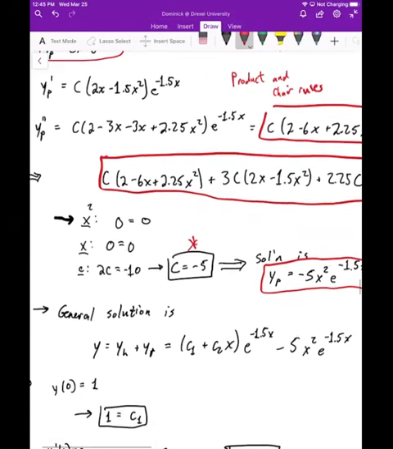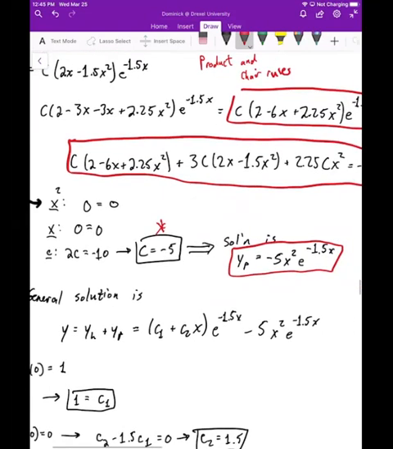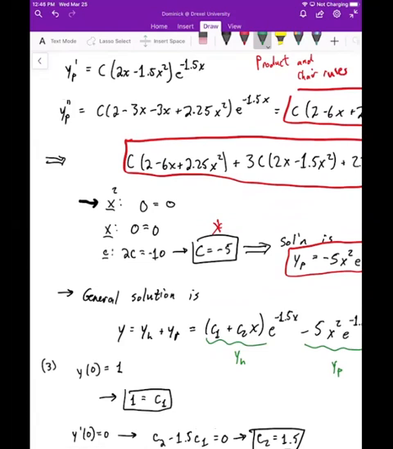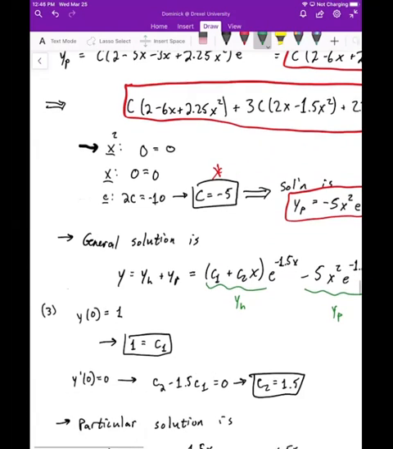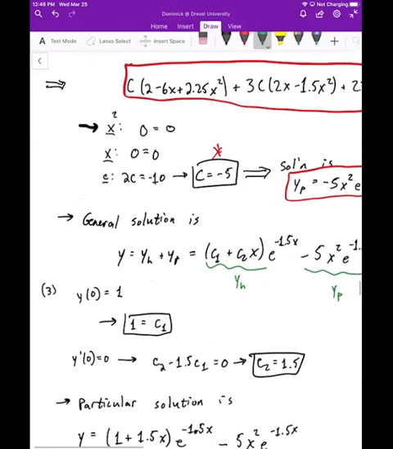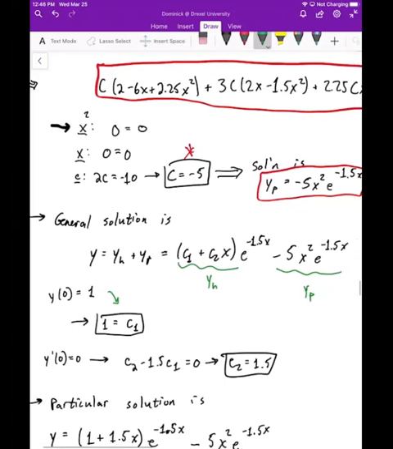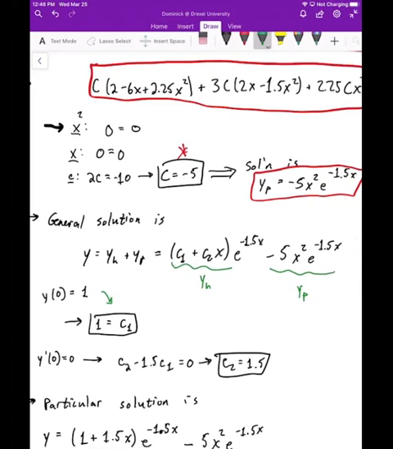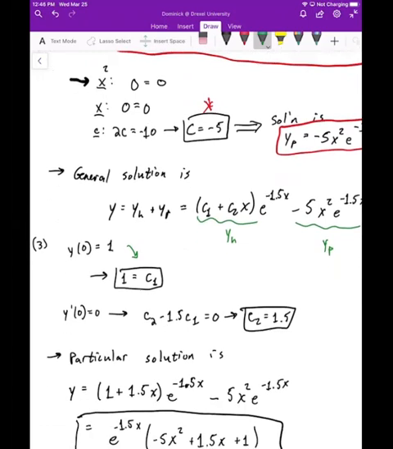Okay, so then your general solution again is the sum of your homogeneous version and your particular solution. Right? So now again, we can use our initial conditions to find what the arbitrary constants would have to be. So y of 0 equals 1 allows us to conclude pretty quickly that c1 is equal to 1, because both of the other terms will drop out. And our second initial condition, y prime of 0 equals 0, will allow us to conclude that c2 is equal to 1.5.